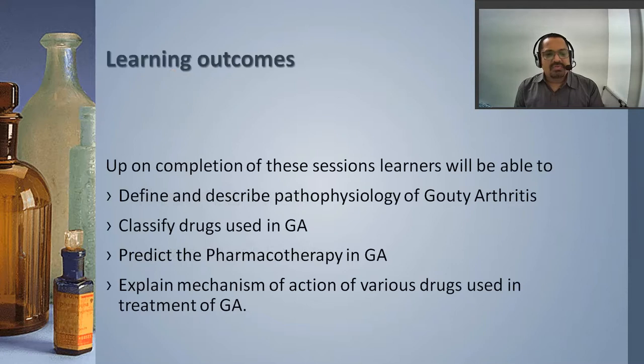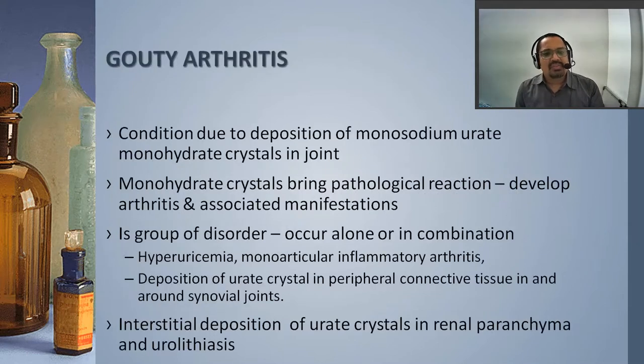The learning outcomes for this topic are the definition and description of the pathophysiological concept of Gouty Arthritis. Then we will see the classification of drugs which are used in Gouty Arthritis, predict the pharmacotherapy for Gouty Arthritis, and we will learn the various mechanisms of the various drugs which are used in the treatment of Gouty Arthritis. So very first we will see what is Gouty arthritis.